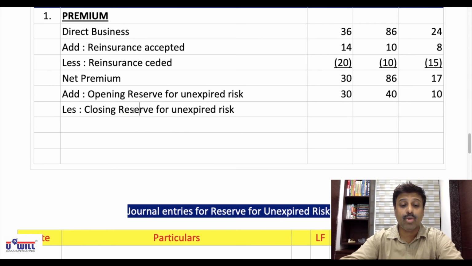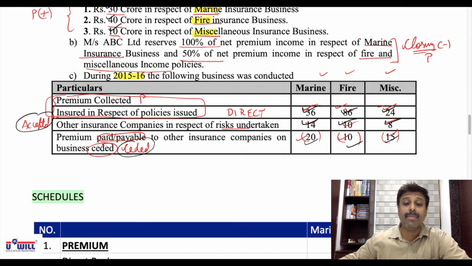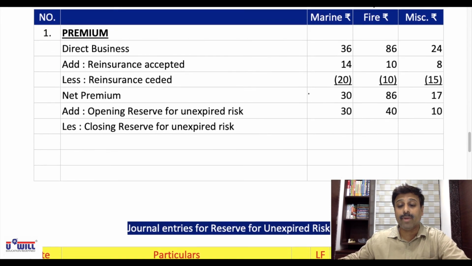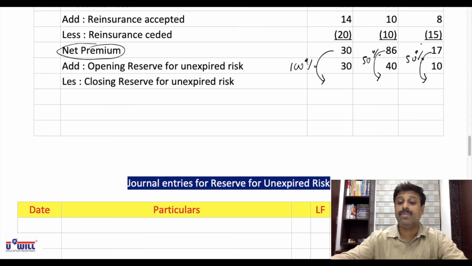Okay, we'll subtract closing reserve for unexpired risk. Now that, as we discussed, for marine we will create 100% and for other businesses we'll create 50%. Okay, for marine, now what 100% of what amount? Net premiums amount. So this 30's 100%, 86 50% and 17's 50% we will create reserve for unexpired risk.